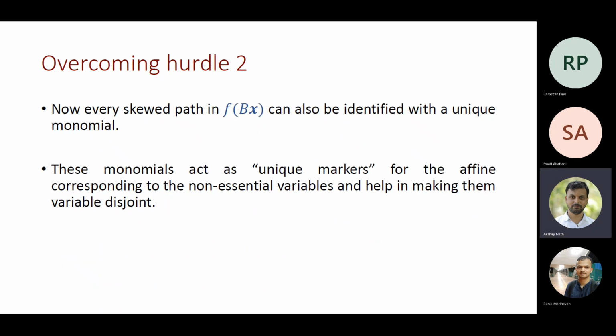So earlier, every skewed path in C could be identified by a unique monomial. Now we can also identify every skewed path in F of Bx with a unique monomial. And now these monomials act as sort of unique markers for the affine forms corresponding to the non-essential variables, and these unique markers help us in handling those affine forms. Yeah, so this is very hand-wavy, and this is very technical, so I'm skipping a lot of details.